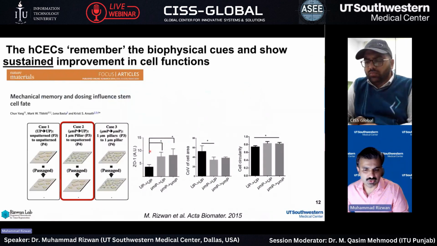Then we started looking into the effect of different cases, where if the cells are grown on topography versus if they're grown on a flat surface, if we passage them, are they still able to maintain their functions? And we did see that if you grow them on topographies and then passage them again, they're still able to maintain their functions, which means that the cells grown on these topographies are better cells for cell therapy applications because they still maintain the improvement in their functions even after they have been passaged.